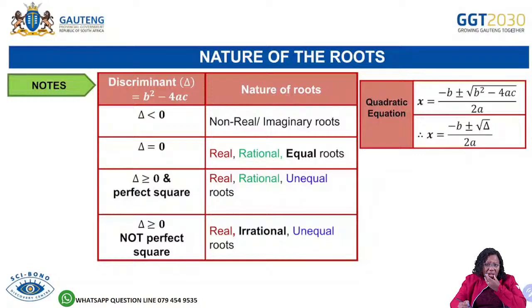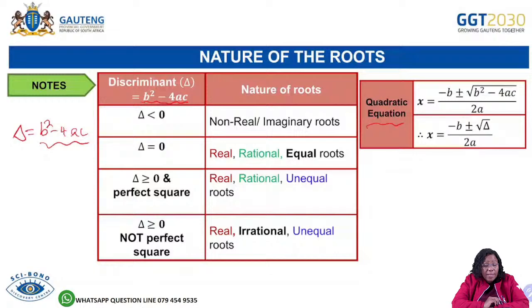Right, we are done with the equations. We are now moving to the nature of roots. The nature of roots has a relationship with the quadratic formula, so we are applying the nature of roots on quadratic equations. That means it has a relationship with the discriminant in a quadratic equation. What is the discriminant? The discriminant is b squared minus 4ac.